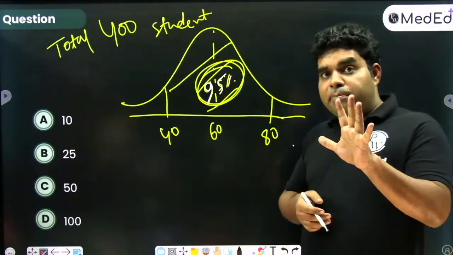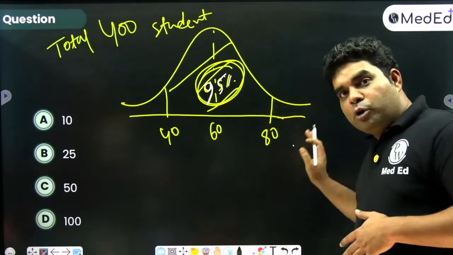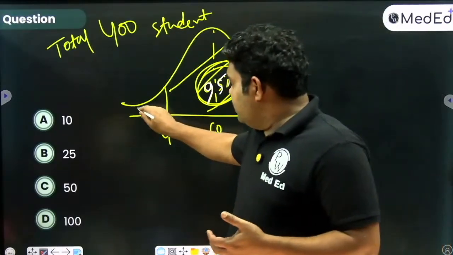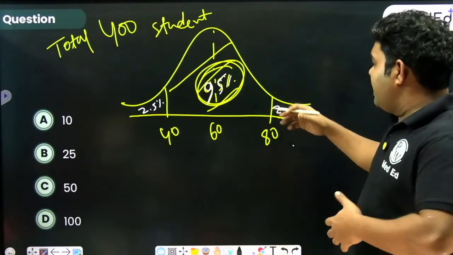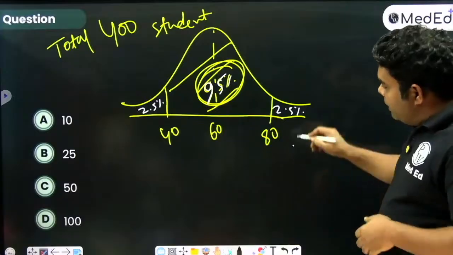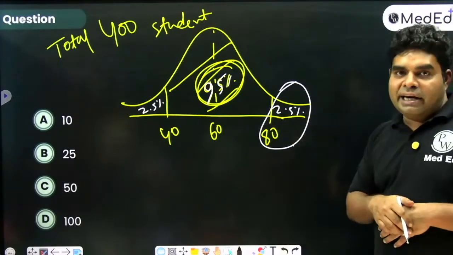But does that 5% go only on one side? क्या 5% एक साइड में हो जाएंगे? नहीं ना. 5% जो बच्चे बच गए हैं उसमें से 2.5% इस साइड होंगे, 2.5% इस साइड होंगे. We will divide that remaining 5% as 2.5 and 2.5%. So how many will score more than 80? 2.5% score more than 80.